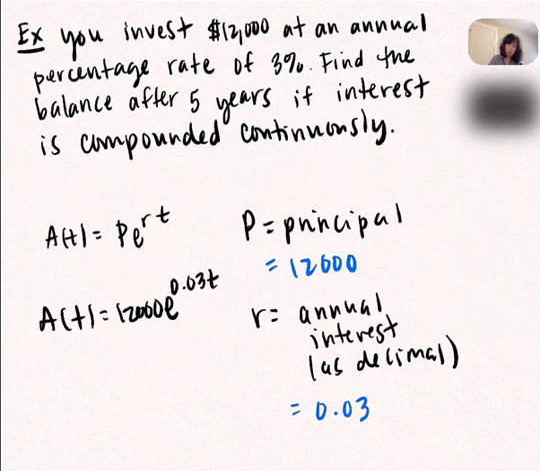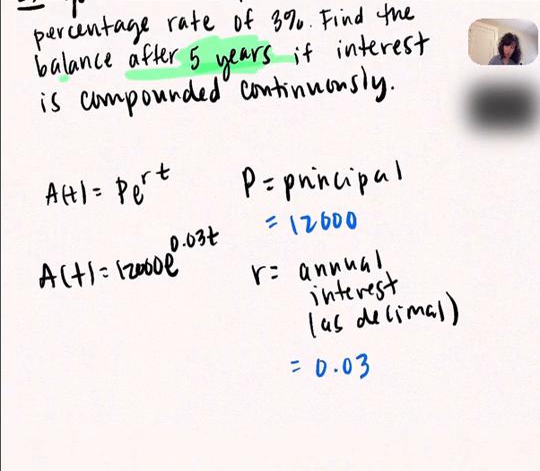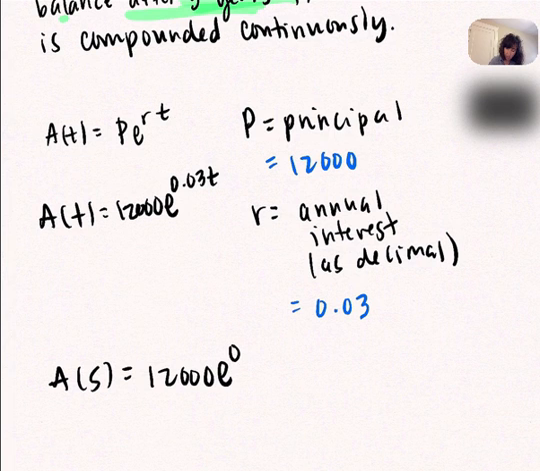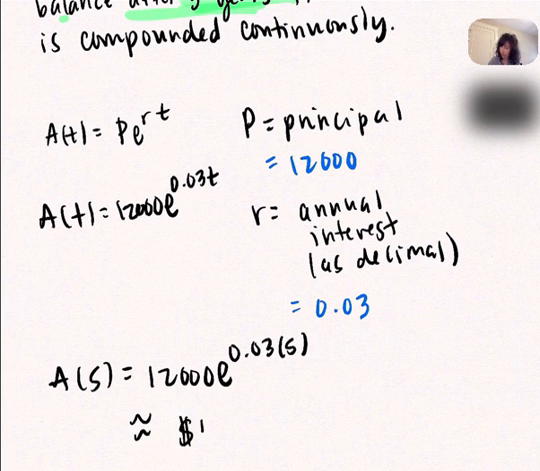Now, how do we find how much money we have in the balance after 5 years? You just have to plug 5 in to this equation. So we'll do A of 5 equals 12,000 E to the 0.03 times 5. And if you use your calculator to do this, you should get $13,942.01.